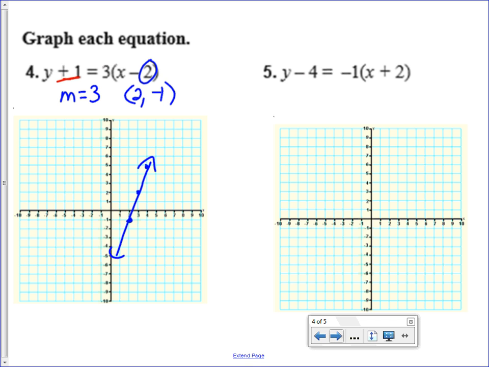Okay, same idea on this next one. So I've got a slope of a -1. My coordinates, if I have a +2, I know that must have been a -2. And if I've got a -4, that was a +4. So I've got a -2, +4, slope of a -1. Well, that's like a -1 over 1. So I'm going to go down 1 and over 1, down 1 and over 1, down 1 over 1. So I end up with this line right here.